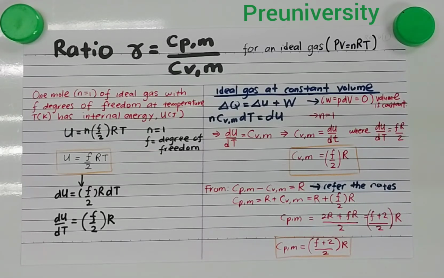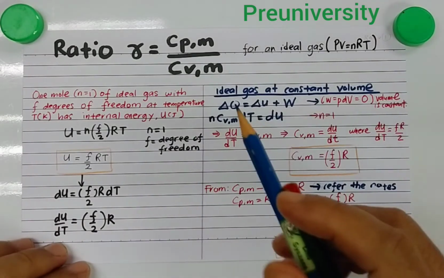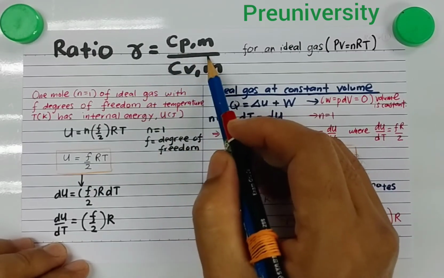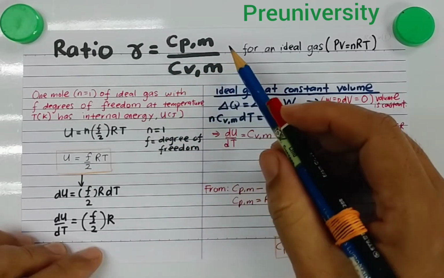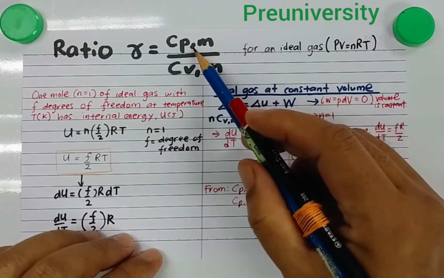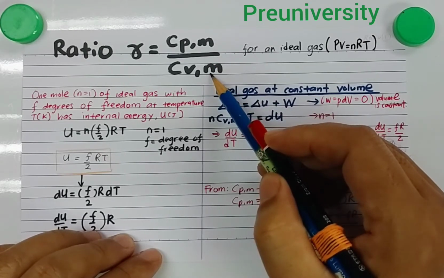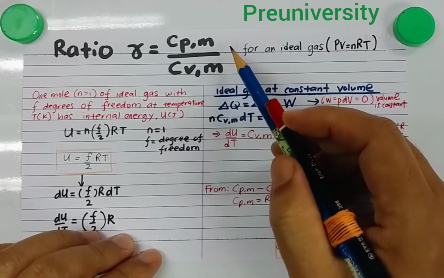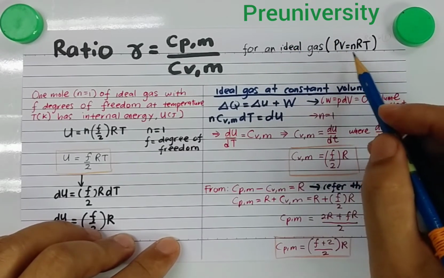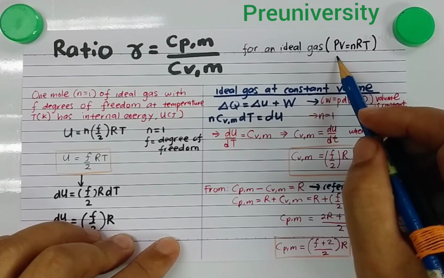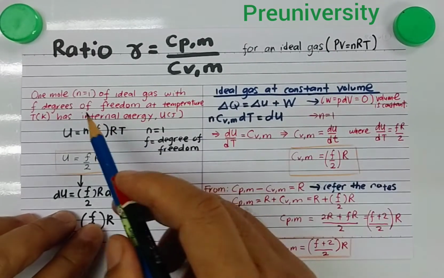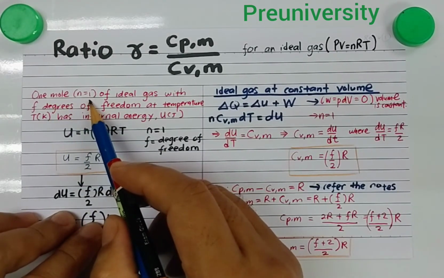Today we need to understand the ratio gamma between the CPM over the CVM. So today we just want to understand the ratio between the CPM over the CVM. And of course we refer to the ideal gas. Then PV is equal to nRT, the ideal gas equation.